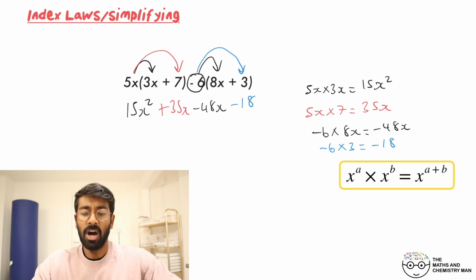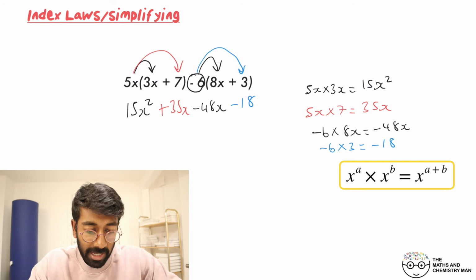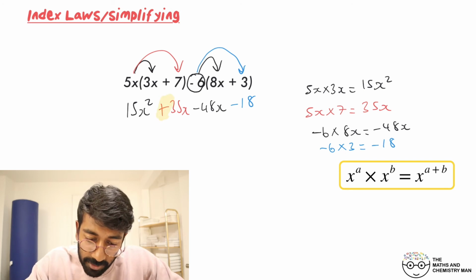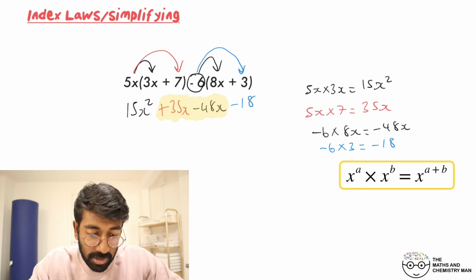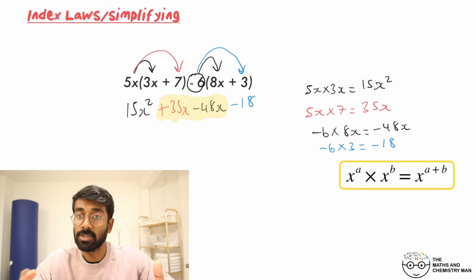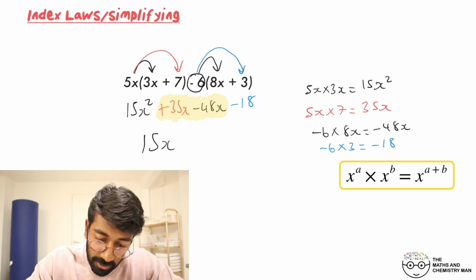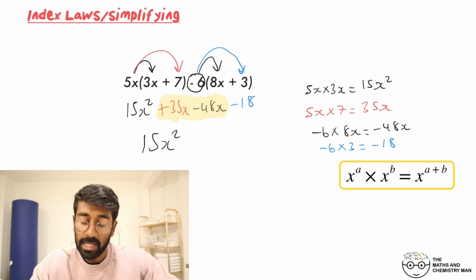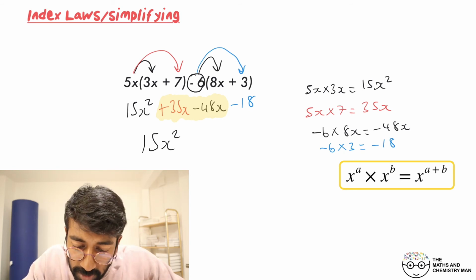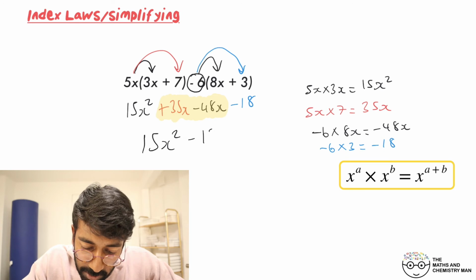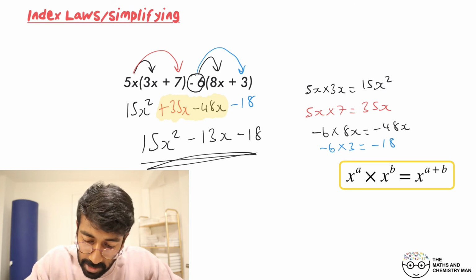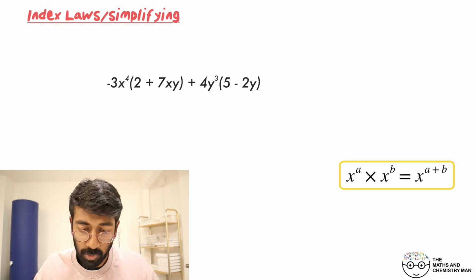Minus 18. Are there any like terms here? Yes, there are. I think we've got this. We've got the minus 48x and we've got the positive 35x. So we can bring those together, simplify those down. So we've got 15x squared. And then what's that there? 48 and 35. So that's going to be minus 13x and then minus 18. There we go. That's simplified down as much as possible.